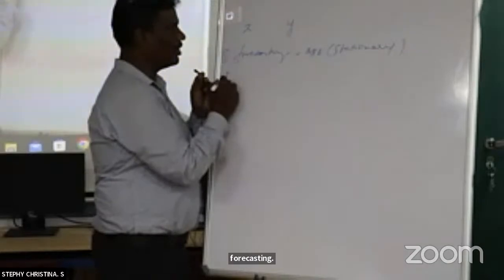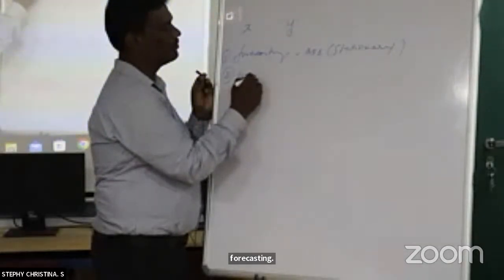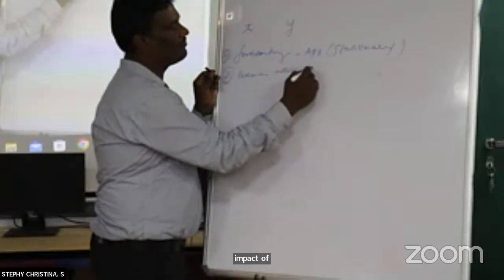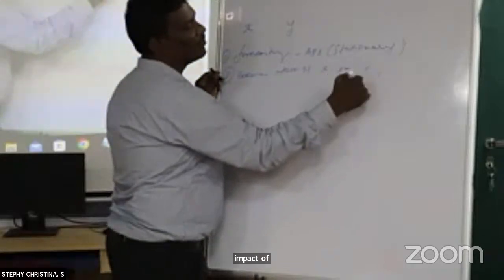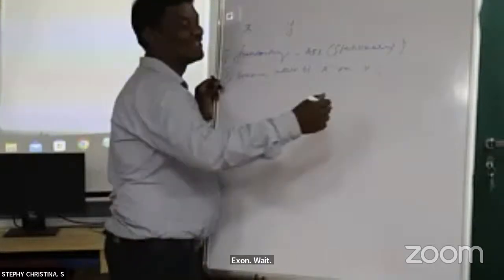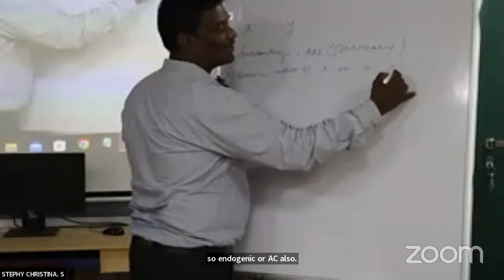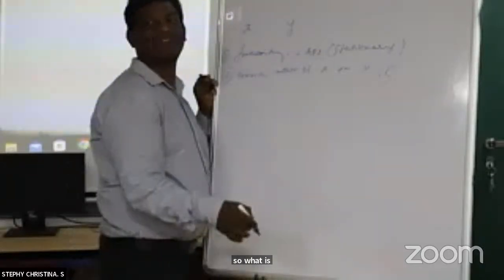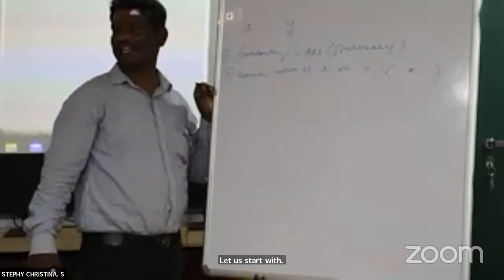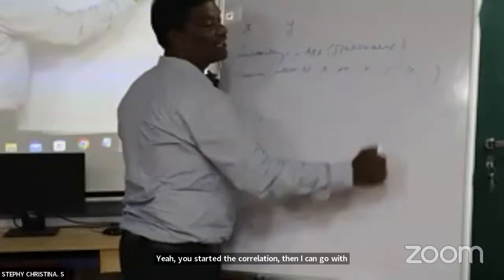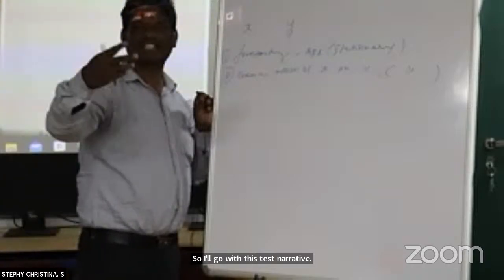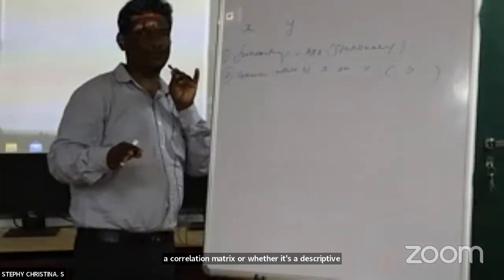Second one. Sir, I want to examine the impact of X on Y or vice versa. So endogenous, vice versa. So what is the starting point? Where do you start with? Yeah, you start with the correlation, then again go with the stationarity. Very good. So I'll go with the stationarity. Whether it's a correlation matrix or a descriptive, the starting point for the econometric procedure is stationarity.